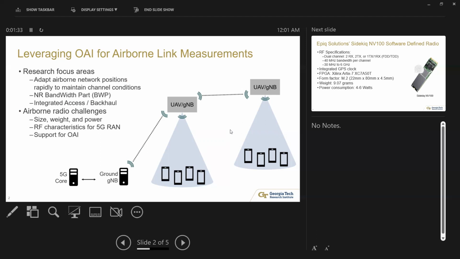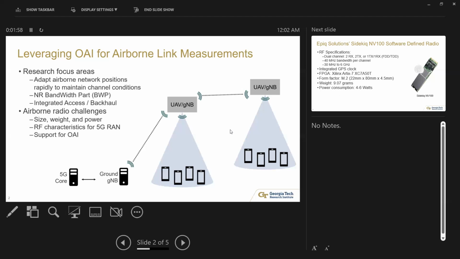One of our other motivations is integrated access and backhaul, or IAB, which is part of the specifications for 5G. Also shown in this picture is essentially a daisy chain of gNBs connecting back to a single 5G core on the ground. This integrated access and backhaul provides an over-the-air wireless link so that you can essentially extend the range of your cellular network.